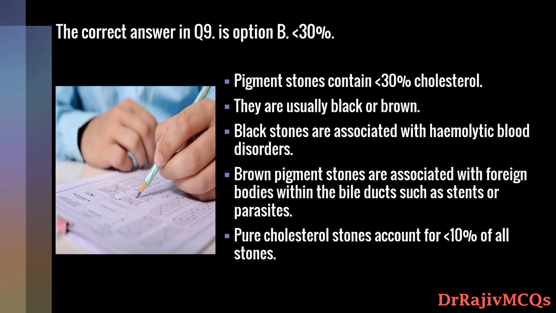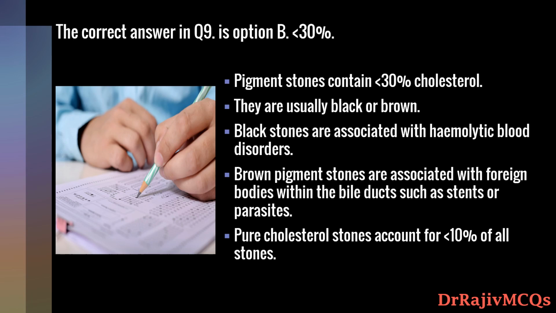The correct answer in question number 9 is option B. Pigment stones contain less than 30% cholesterol by weight. They usually look black or brown. Black stones are composed of bilirubin mixed with calcium phosphate and calcium bicarbonate. Black stones are associated with hemolytic blood diseases such as hereditary spherocytosis and sickle cell disease.